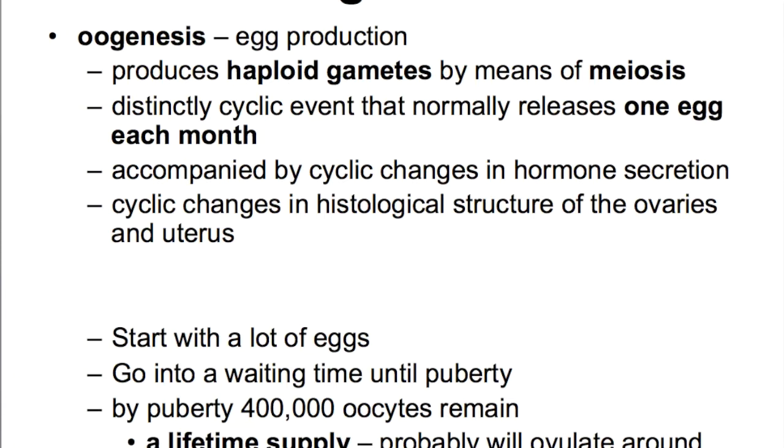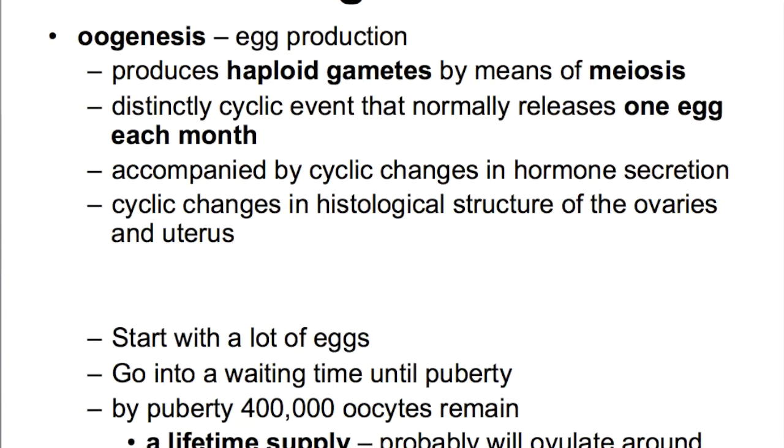Okay. So the production of these eggs is cyclical, again, pretty much everything, and normally you release one egg each month. This then later affects your hormone secretion that month, and it actually changes the histological structure, or the microscopic structure, of your ovaries and uterus. They change. So to sum it all up, you start with a ton of eggs.